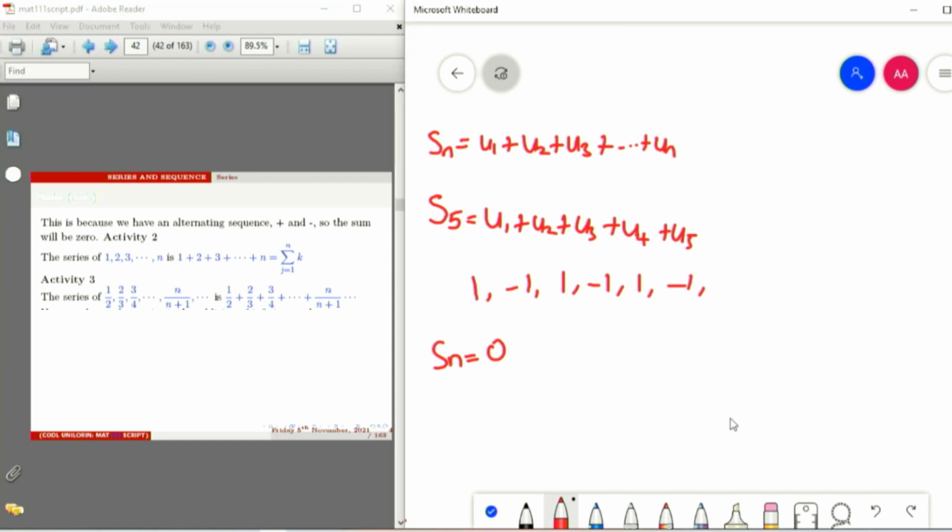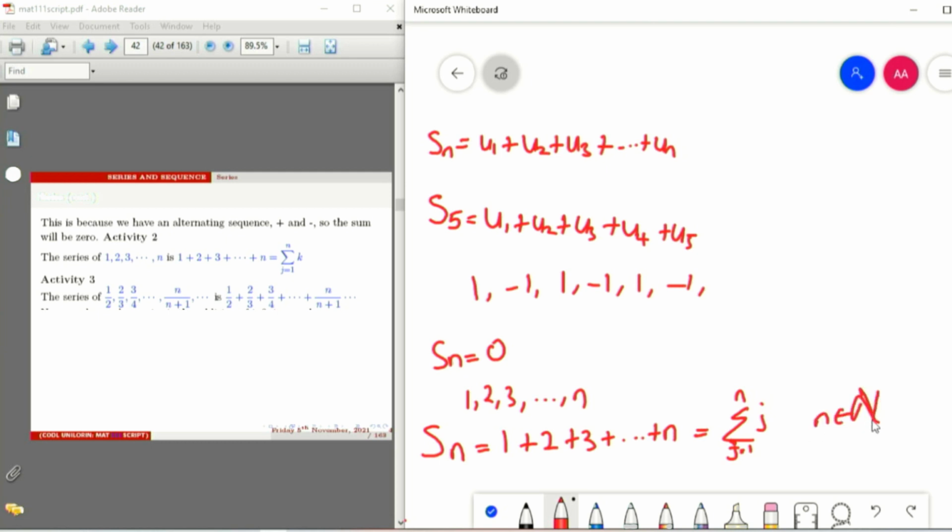Our next activity, if we are to find the series of the numbers 1, 2, 3, up until n, okay, we know that the formula for series is given as Sn of the first term plus the second term plus the third term plus all the other numbers up until the nth term. And we can easily write this to be the summation of j equals 1 to n of j. So the values of j go from 1 to n, and we know that our n is in the natural numbers. Okay, so we can easily write the series form of this sequence 1, 2, 3 up until n as this.